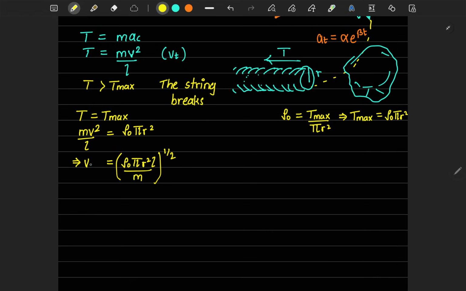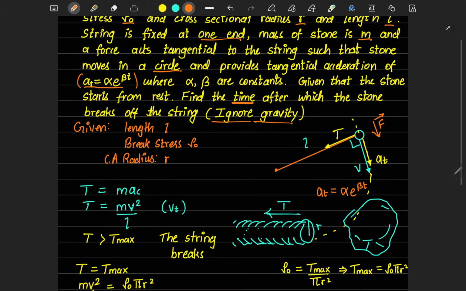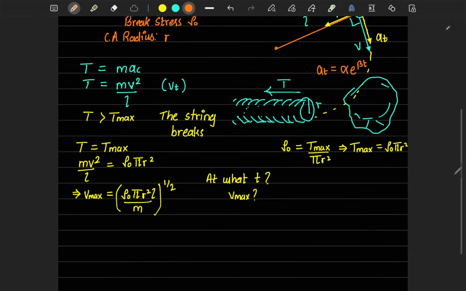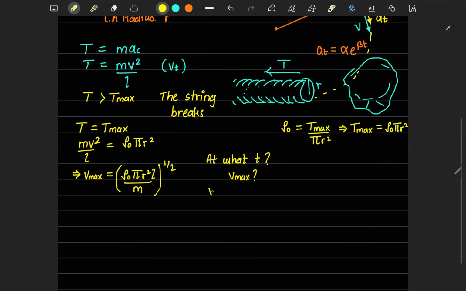This is our Vmax. Okay, so since now we have got Vmax, our question is reduced to at what time will we get Vmax. And one more observation from the question is that the stone starts from rest, so our initial velocity condition is also given. So V0 is 0.